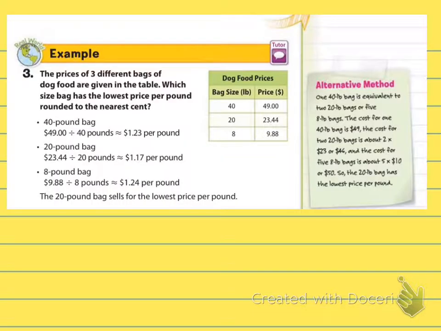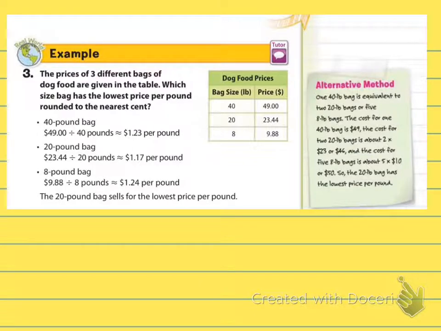All right, example 3. On this one here, it says the prices of 3 different bags of dog food are given in the table. Which size bag has the lowest price per pound rounded to the nearest cent? All right, you guys, let me talk to you about cent. Think about money. Money has 2 spots that come after a decimal point, not 3. So when you're doing this, if you've got more than 2 numbers after the decimal point, you have to round it to the nearest cent, which means to the nearest penny, which is the 2nd spot coming after the decimal point.